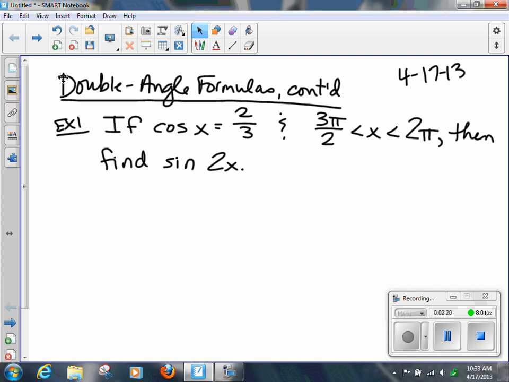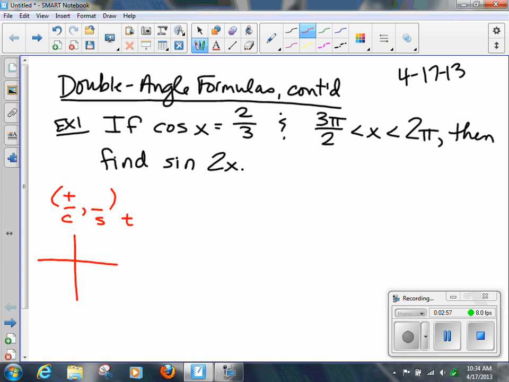You still have to do the prep work. You still have to set up that triangle. So first thing we need to determine, which quadrant does this angle x fall? Okay, cosine is positive. What's up with that 3 pi over 2 less than x less than 2 pi? What's that mean? Why? How do you know that?